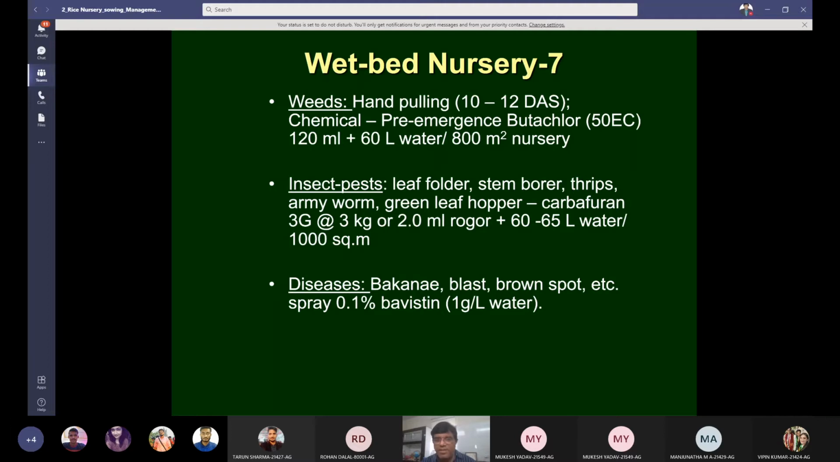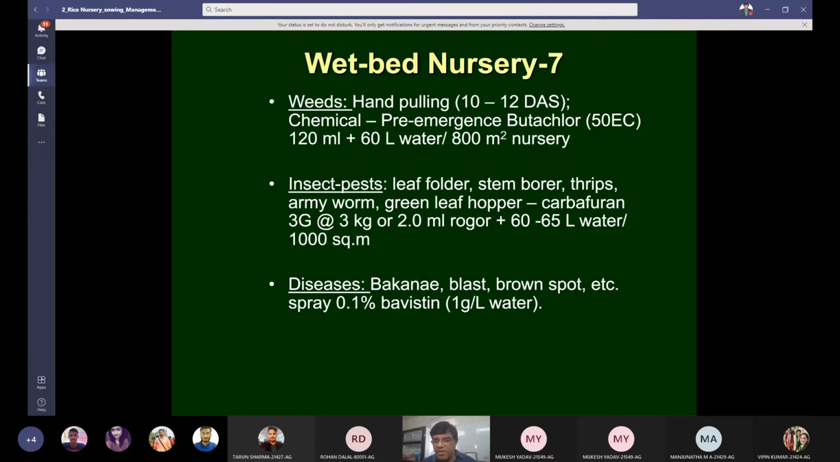Then insect pests, if any insect pest like leaf folder, stem borer, thrips, army worm, green leaf hopper, etc. come, then carbofuran can be used. It is 3G, active ingredient 3G granules, at the rate of 3 kg per 1000 meter square area, or 2 ml Rogor per liter in 60 to 65 liter water per 1000 square meter area. So any of the insecticides can be used.